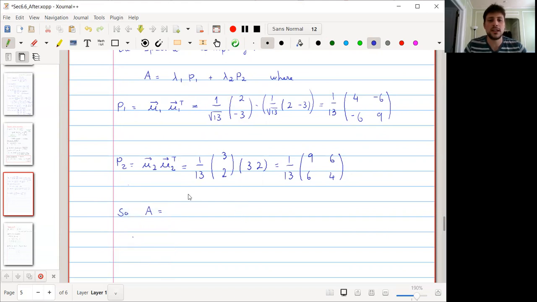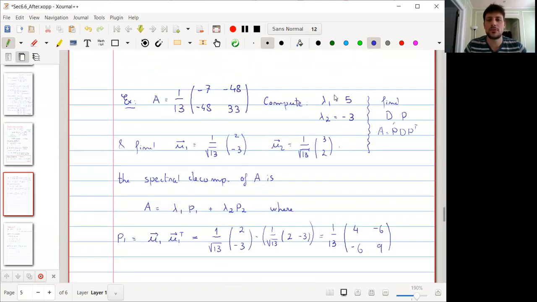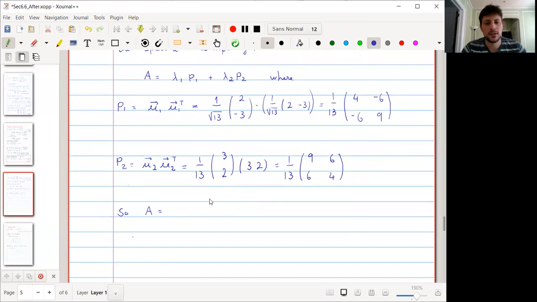Okay. We can double check how to write A now. So A will be lambda 1 times P1. Lambda 1, I remind you, is 5. So this is 5/13 times 4, -6, -6, 9. And then we have plus, well, the other eigenvalue is -3. So I get -3/13, 9, 6, 6, 4. So this is the spectral decomposition of A, but if we wanted to check that this is true, we could go on doing this computation and get back A.